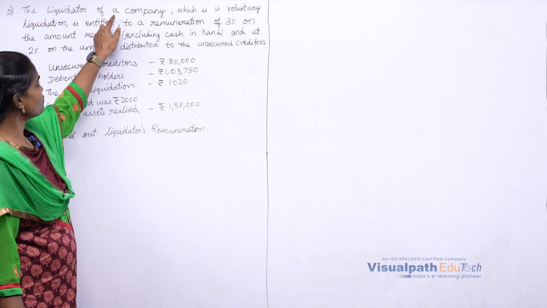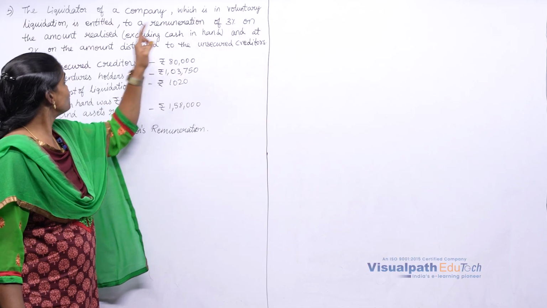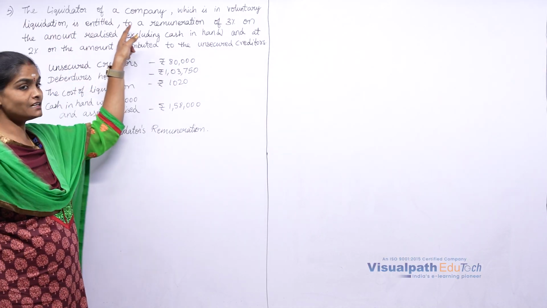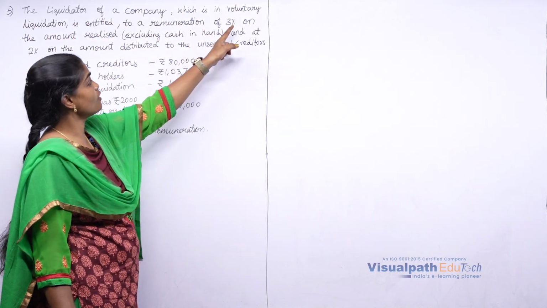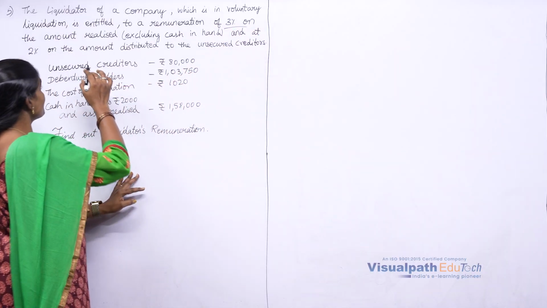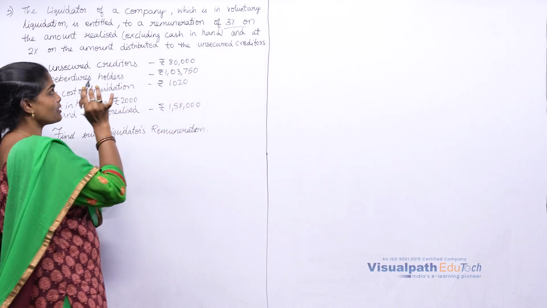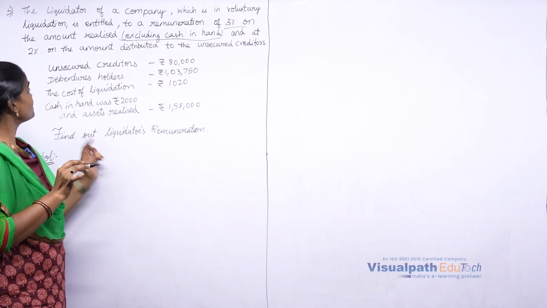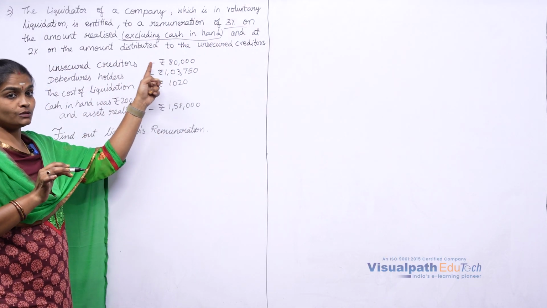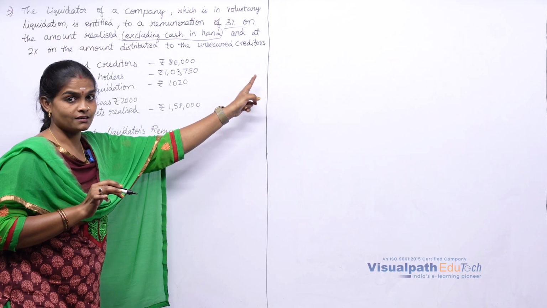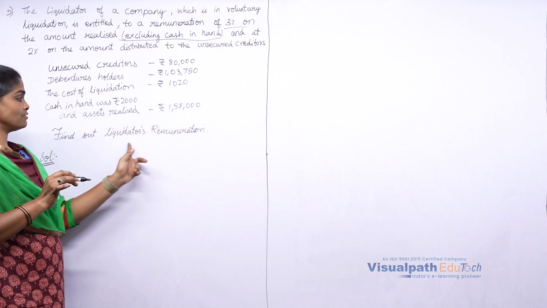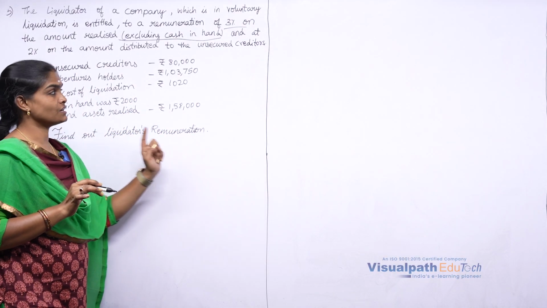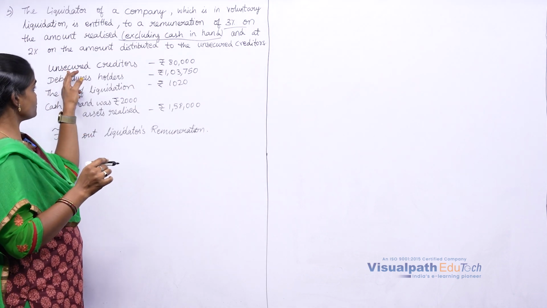The liquidator of a company which is in voluntary liquidation is entitled to remuneration of 3% on amount realized, and in brackets he gave additional information, excluding cash in hand, and 2% of the amount distributed to unsecured creditors. Now you have to find out the liquidator's remuneration. Here what all information is given to us?